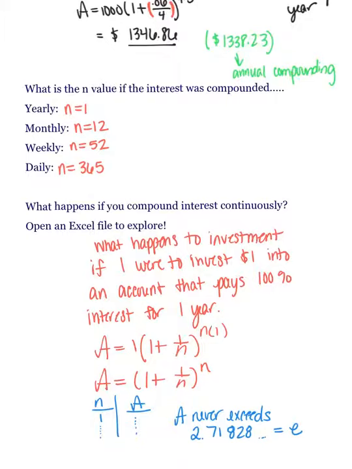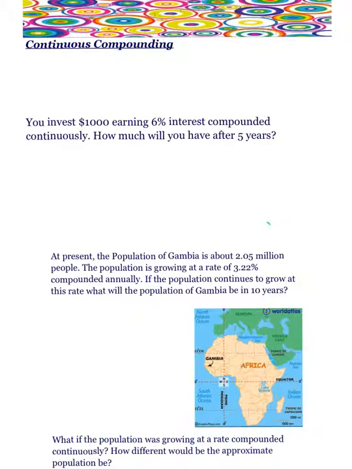So this helps us understand a little bit where the next formula comes from. And if this didn't make a whole lot of sense to you, I encourage you to open up your Excel file and take a look at what happens as n gets really large, as it approaches infinity. So this helps us understand this next formula of continuous compounding.